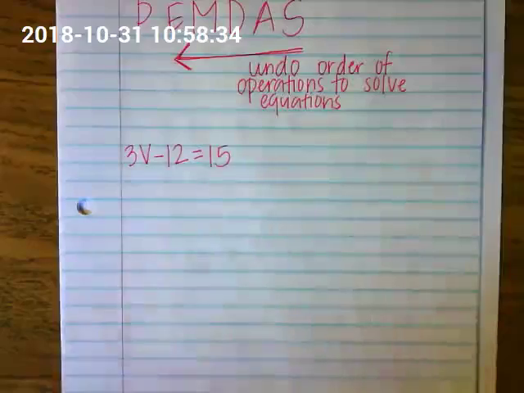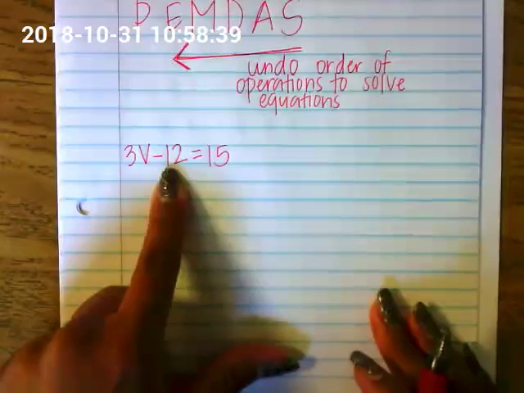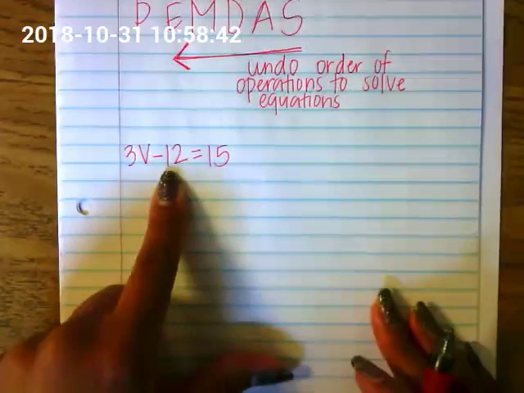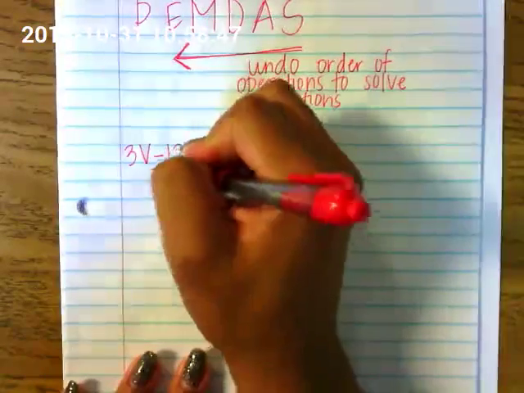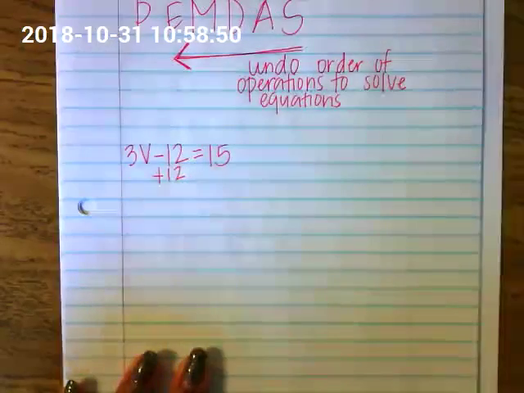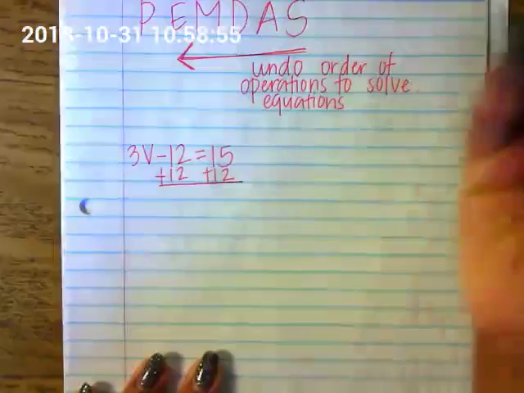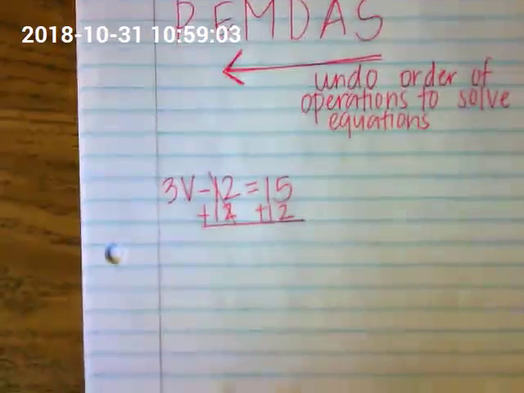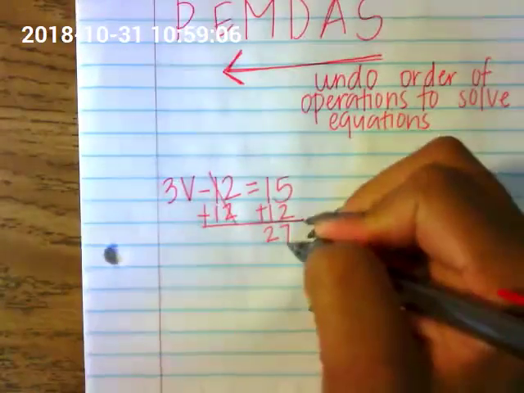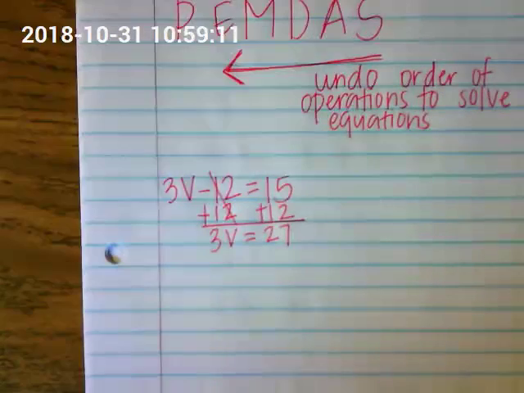All right, so what do I need to undo first here? The subtraction of 12. What is the opposite of subtracting 12? All right, so I'm going to add 12 on this side. And if I add 12 here, I need to do it on the other side of the equal sign as well. And so 12 and negative 12 erase themselves. And then 15 plus 12 is 27. And now we're left with 3v is equal to 27.